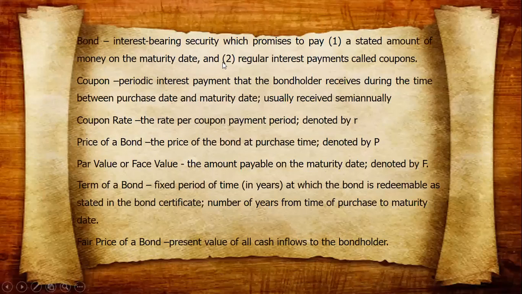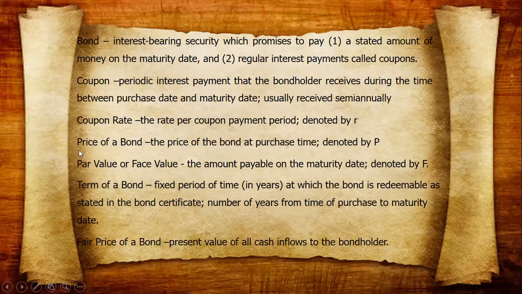Now, these are the definition of terms involved in relation to bonds. Bond, an interest-bearing security, which we already discussed. Coupon, the periodic interest payment that the bondholder receives. Coupon rate, the percentage of the coupon. And then price of a bond, the price of the bond at purchase time, denoted by P. It is the price of the bond at a purchase time.